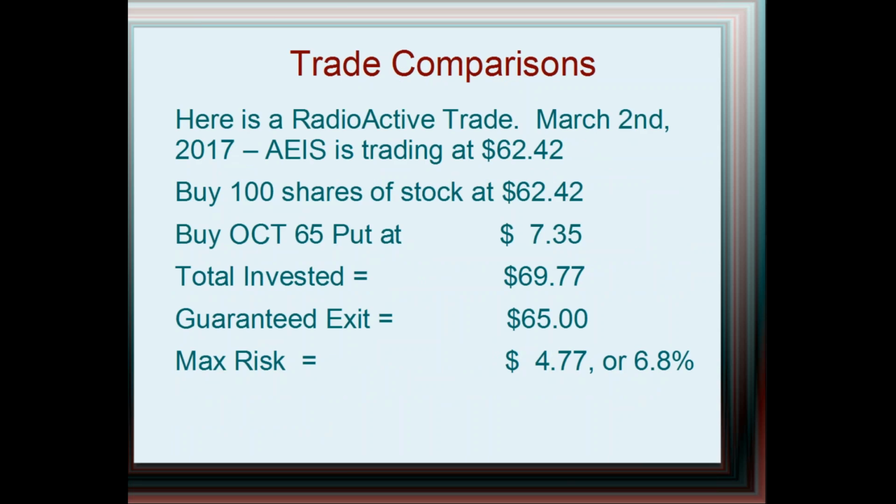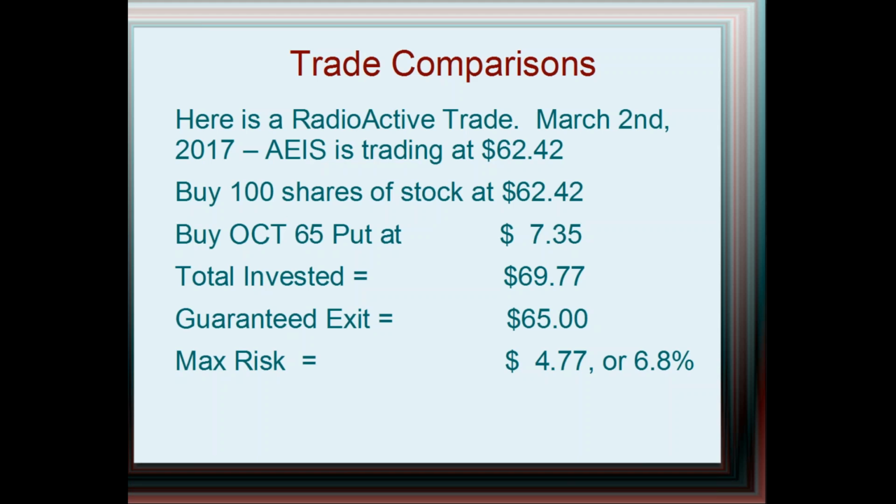All right. Now, let's get into our recent trade comparisons, comparing our reverse collar and comparing the in-the-money long strangle. On March 2nd, looking at AEIS, here's a radioactive trade, a married put I would have opened, following the rules in the blueprint. On March 2nd, 2017, I would have bought 100 shares of AEIS at around 62.42. At the same time, I would have bought an October 65 put. It's roughly 7 months out in time, about 230 days out in time, for $7.35.